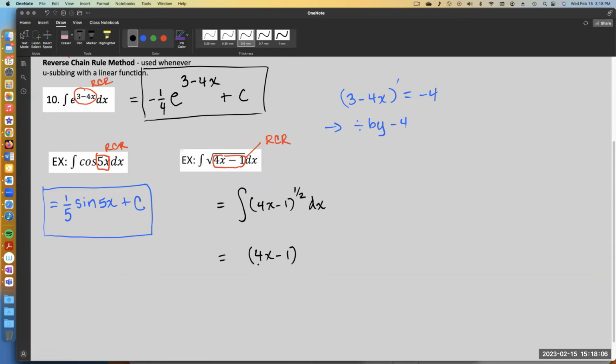Now this is only working because this is a linear substitution. When it's a linear substitution, you can just integrate with the power rule as if you normally would. So this is going to be 3/2. We add 1, and when we add 1, we get the 3/2. When we divide by 3/2, that's the same as multiplying by 2/3. And then what is the RCR part? Divide by 4. So if we simplify, we'll have 1/6 (4x minus 1) to the 3/2 plus c.